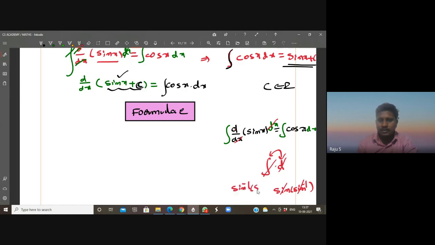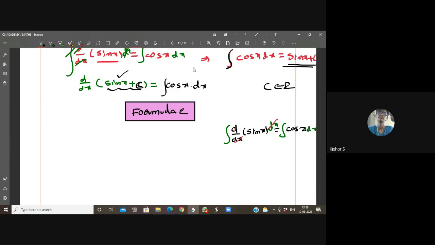Sine inverse of sine, cancel or not? We can cancel it because both are inverse functions of each other. In the same way, integral and derivative get cancelled. Not only that, if you take the integral and before that the derivative, in that case also both get cancelled. Derivative then integral cancel, integral then derivative also cancel. We will give you examples related to that. Okay, students? Clear, Kishore?